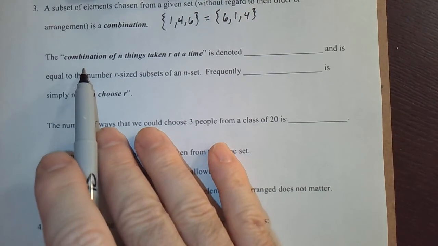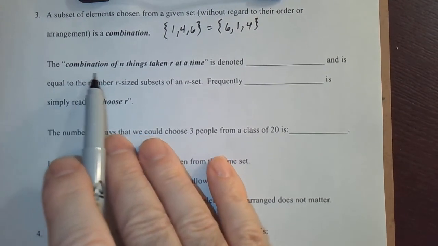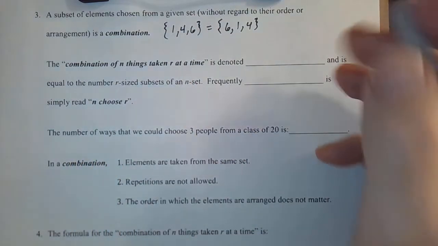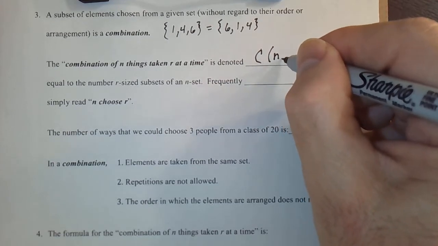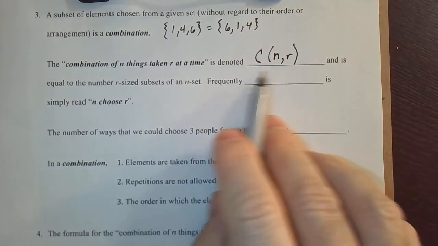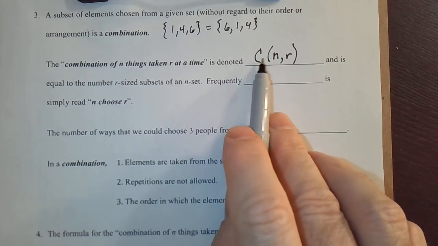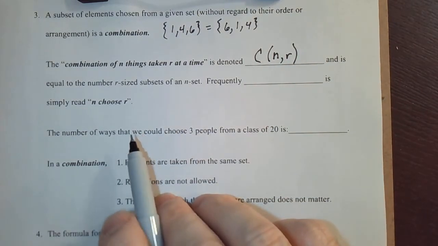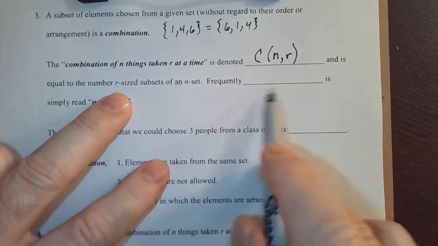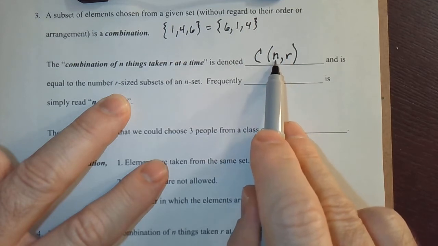Now, the formal definition, although I'm not going to give you a formula just yet: the combination of n things taken r at a time. Combination, capital C, n r. That should look very similar to where we had a capital P that represented the permutation of n things taken r at a time. This is going to be a capital C for combination. It's equal to the number of r-sized subsets of an n-set.